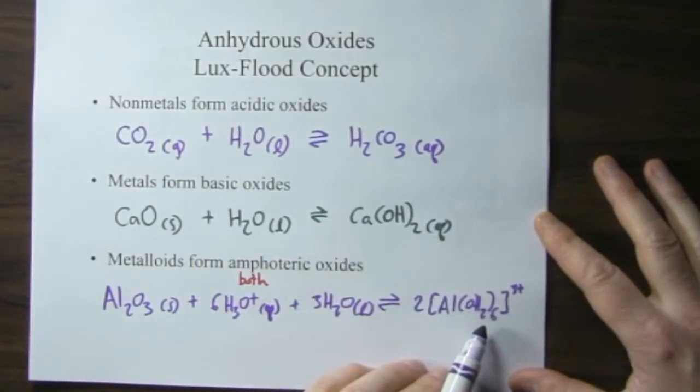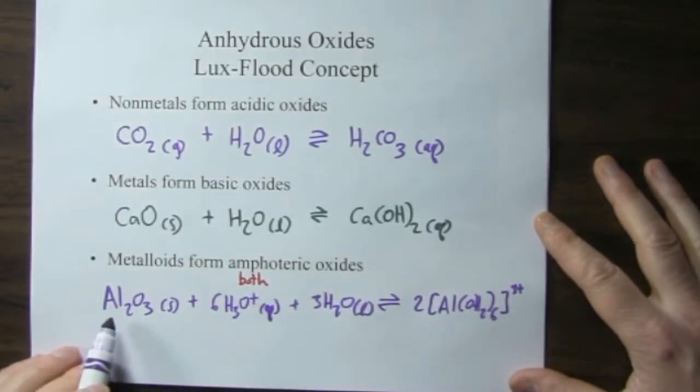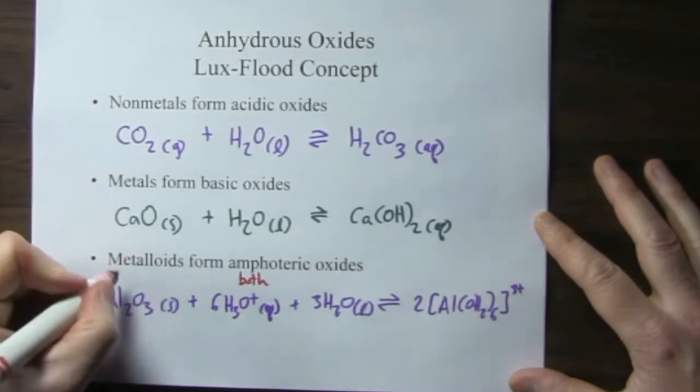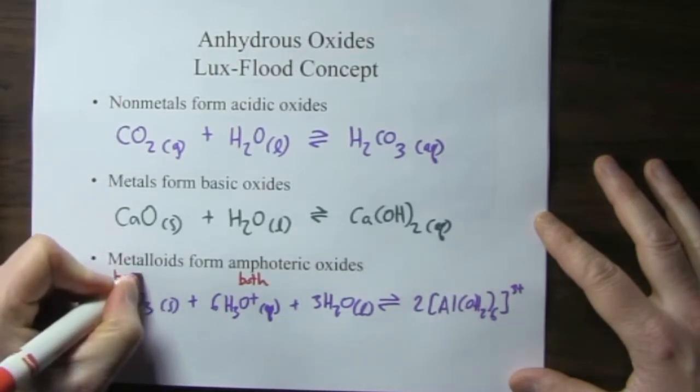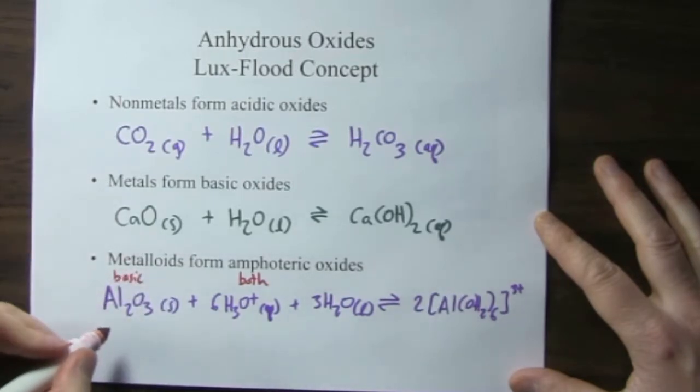Aluminum hexahydrate. So the alumina here is acting as a base because it's reacting with an acid. So that's base, basic. Well, what about acidic?